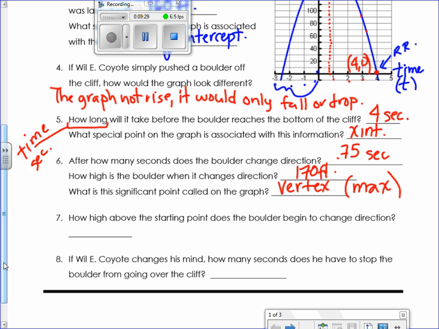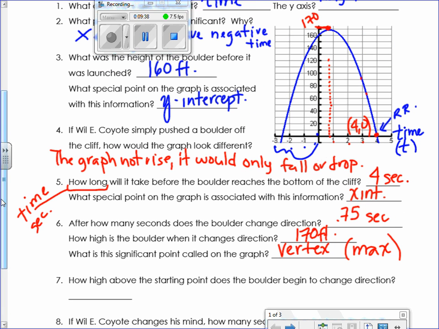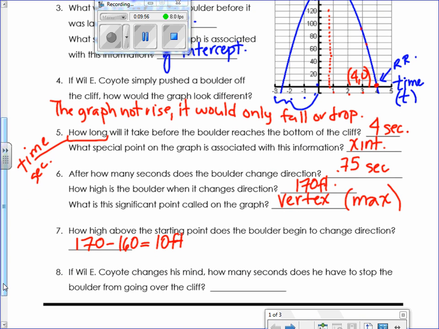Number 7 says, how high above the starting point does the boulder begin to change directions? In other words, what's the difference between where it started and then that highest point that it reaches before it changes direction? So how much higher? Well, that would be 170 feet, take away 160 feet, which is 10 feet. So it's 10 feet higher than its starting point.